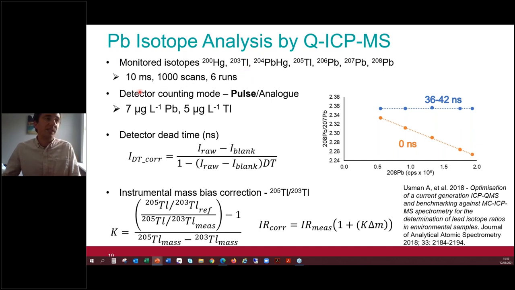So we used dwell times of 10 milliseconds. We performed 1,000 scans per run and 6 runs. So this means that analysis time for a sample is on the order of 6 to 7 minutes, so a lot longer than you would analyze for a concentration analysis.